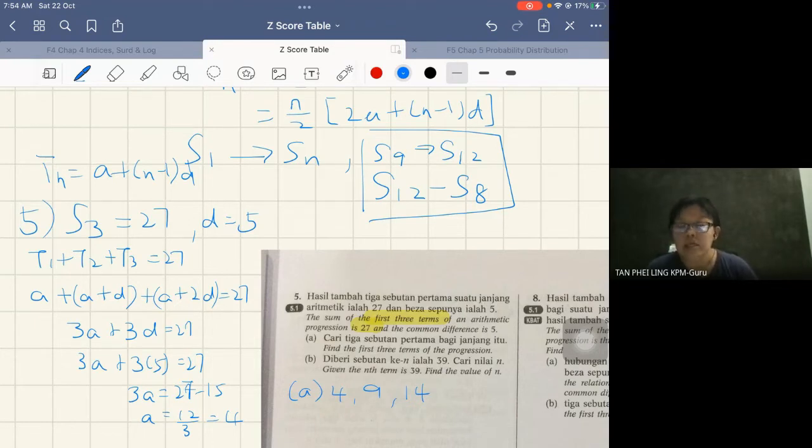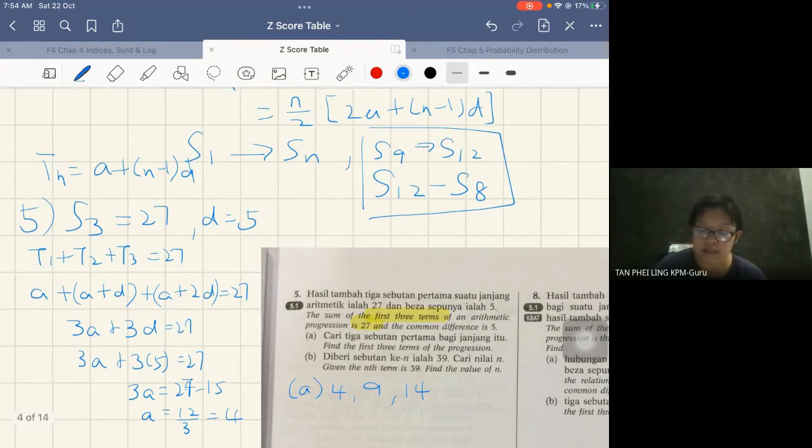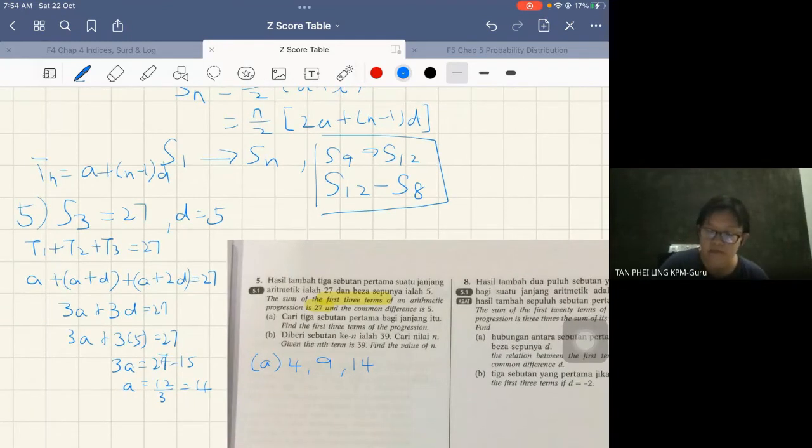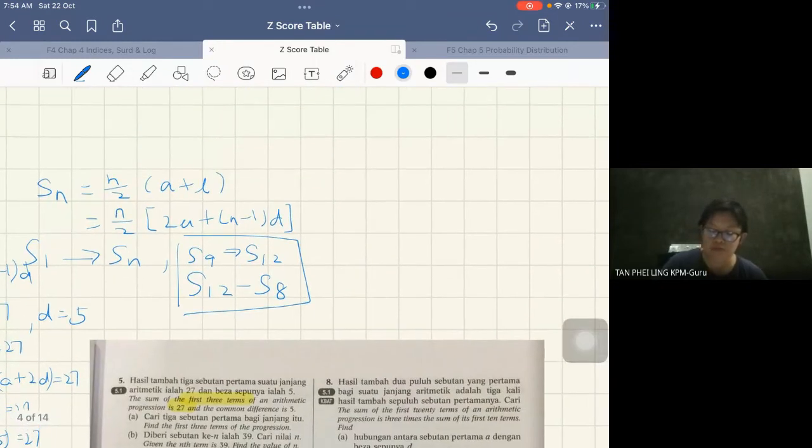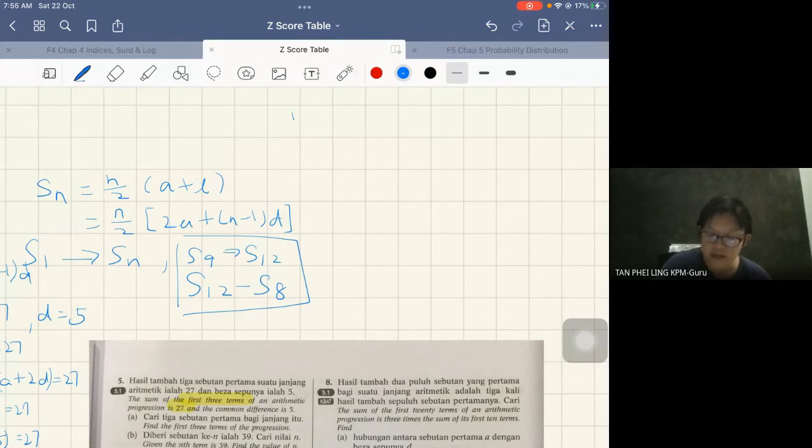Alternatively, you can use S3 also. But I don't quite like S3 because the formula is a bit scary, isn't it? Okay, let's say we try to use the formula to solve it, the alternative way, method 2.